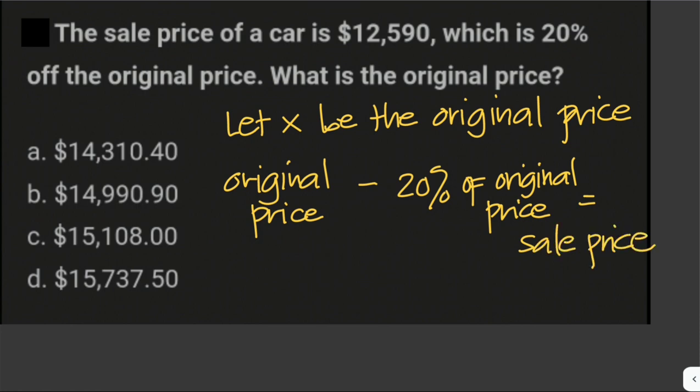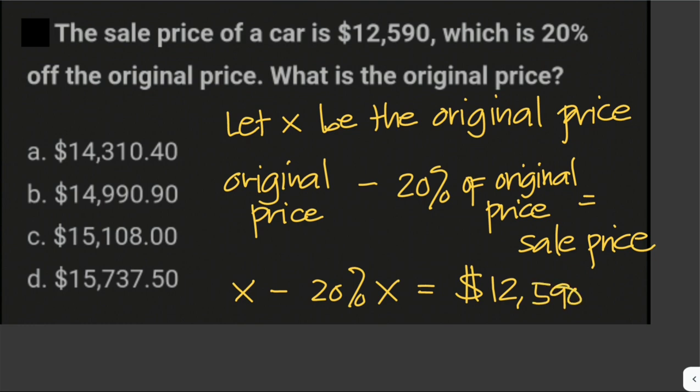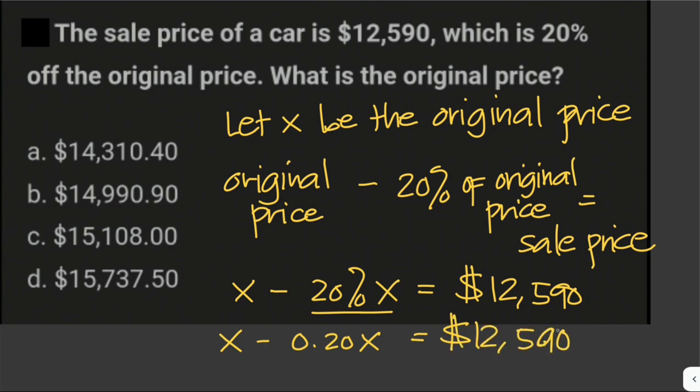So let's plug in all the values. So the original price is unknown, which is x, minus 20% of x is just equal to 12,590. And then we can write 20% of x as 0.2x. Okay. And then 1 minus 0.20 is just 0.8. So this is 0.8x equals 12,590.